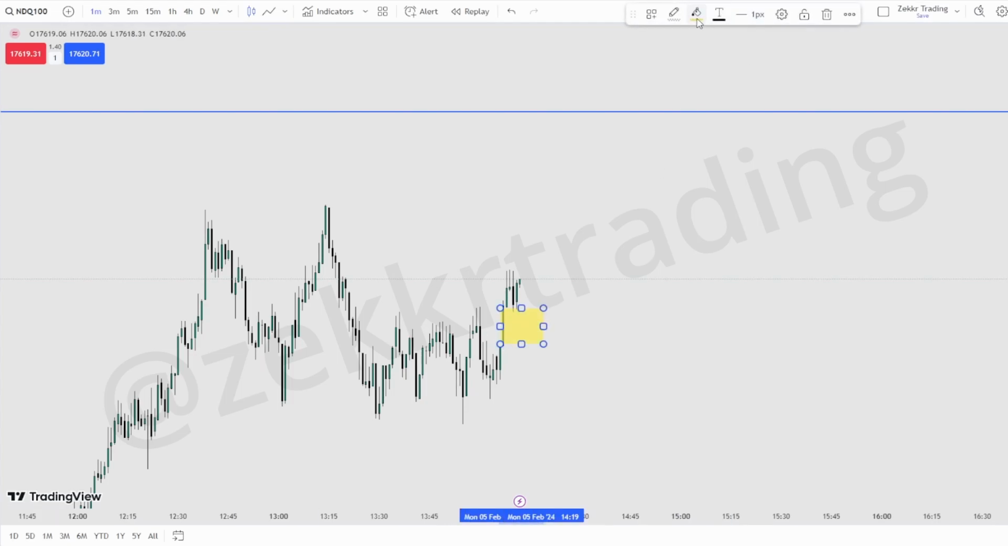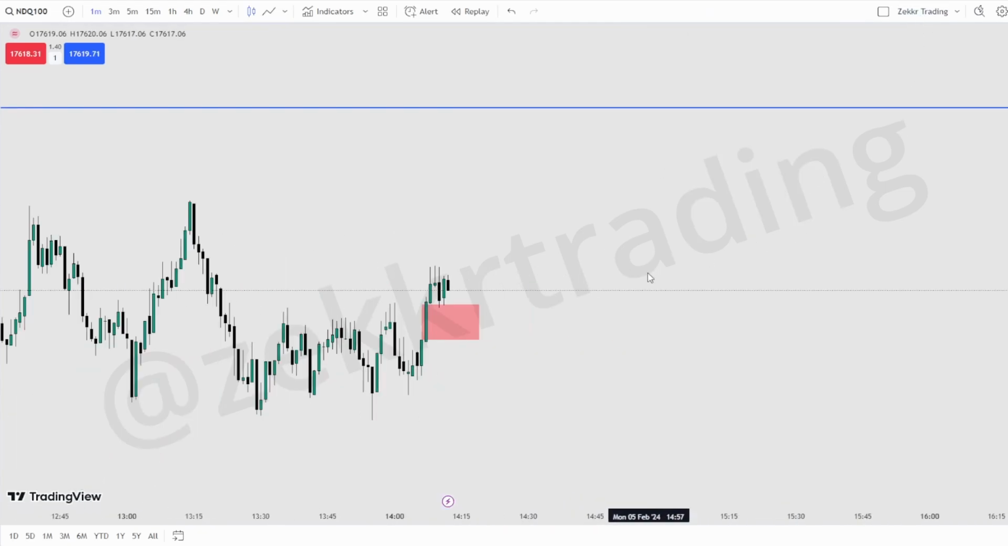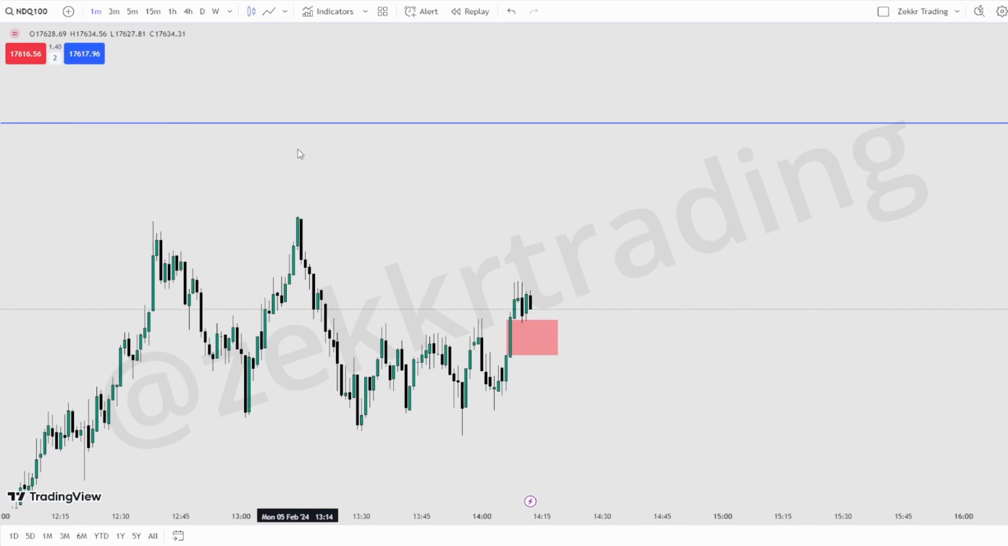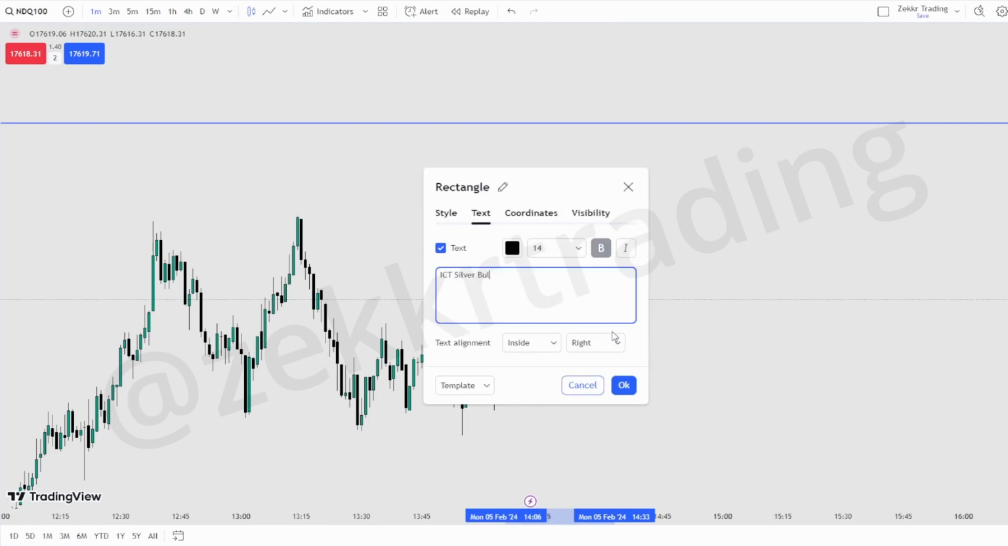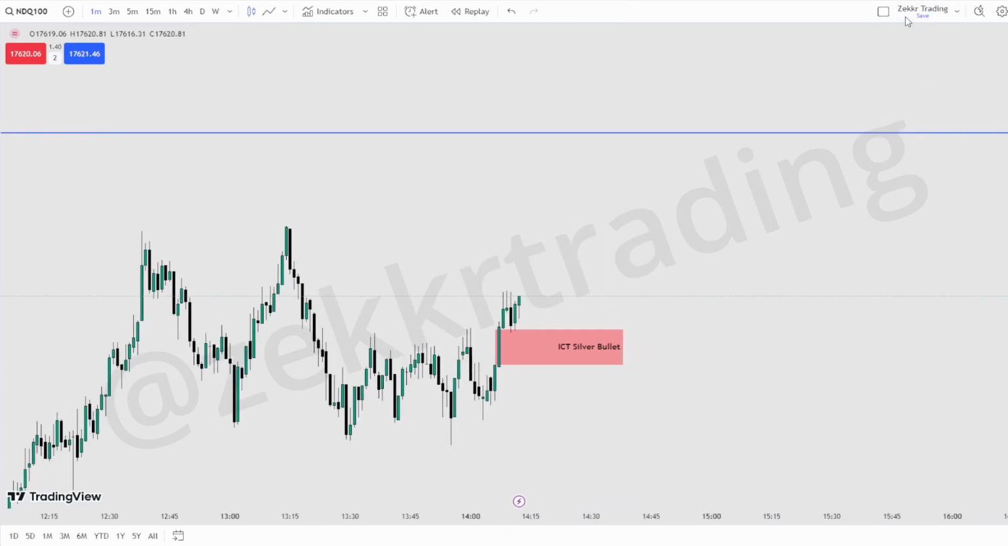Enjoy. So as you can see, I'm gonna be executing in the PM session silver bullet hour from 2 PM to 3 PM New York local time. And as you can see, with red I mark out the fair value gap that I will be using for my silver bullet entry. Just marked out.